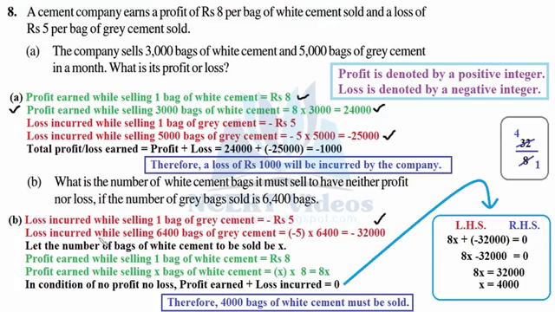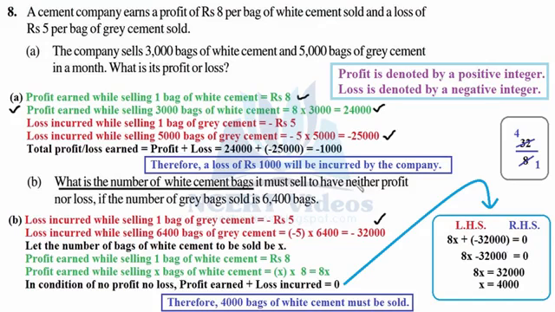Now we will take the number of bags of white cement to be x, because we don't know how much quantity it sold of white cement. But we know that profit earned while selling 1 bag of white cement is 8. Now we will multiply to get the total, that is 8 into x. It will give us profit earned by selling x bags of white cement. Now we will fit it to our condition. In the condition of no profit, no loss, it means the sum will be 0.